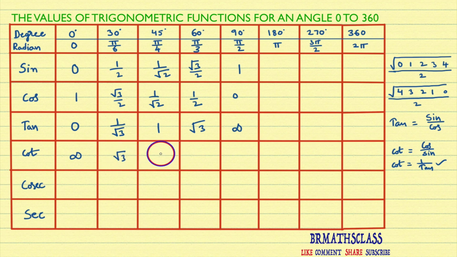Cot 45 degrees is 1 by tan 45 degrees. That is 1 by 1, which is 1 only. Cot 60 degrees is 1 by tan 60 degrees. That is 1 by root 3. Now cot 90 degrees is 1 divided by tan 90 degrees. 1 divided by tan 90 degrees is 1 by infinity, which is 0. Because we know that 1 by 0 is infinity, when we cross multiply here, 1 by infinity will be 0 only. Okay. Now cosecant values.